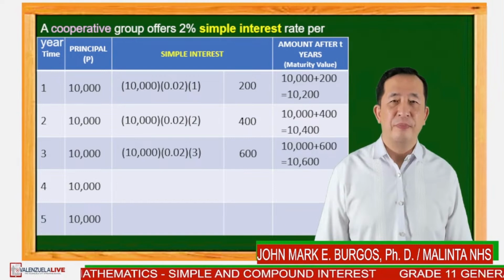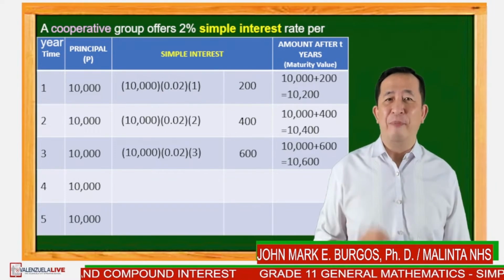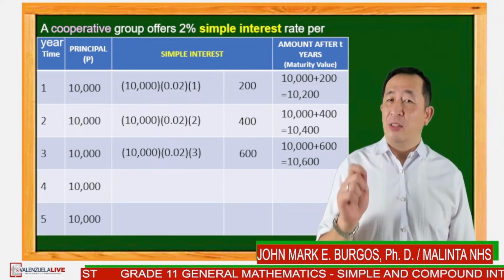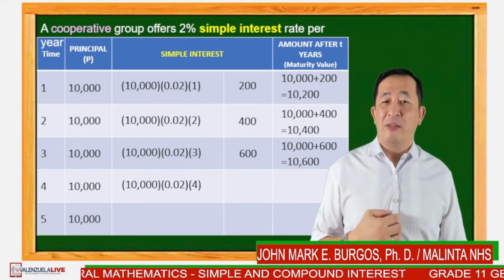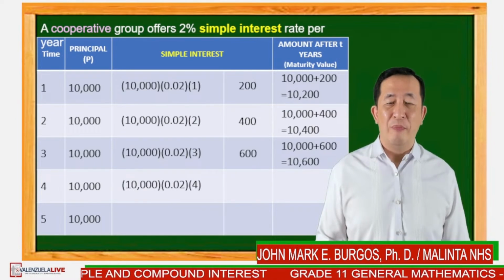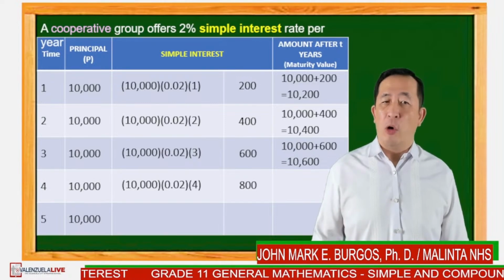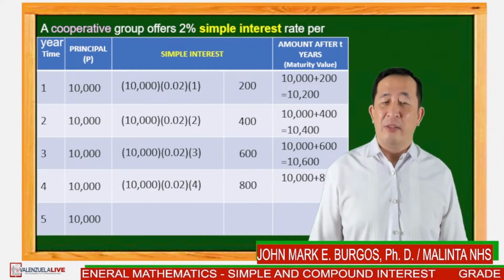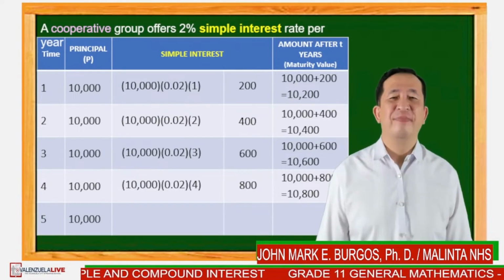10,600 pesos. On the fourth year, again, we have to start with the principal amount of 10,000. To compute the simple interest, it will be 10,000 times 0.02 or 2% times 4, which is on the fourth year. The simple interest computed will be 800 pesos. Adding the simple interest to the principal, the amount after T years or the maturity value will be 10,000 plus 800 is equal to 10,800.